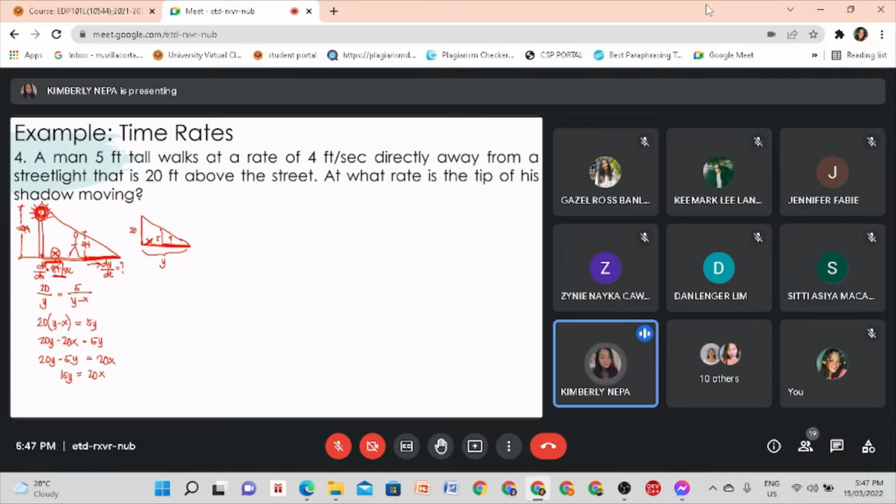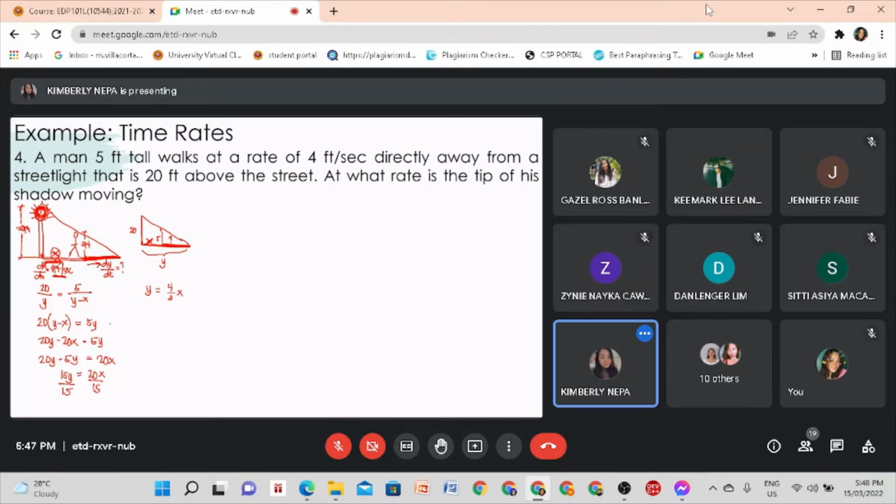Now, since ang atong ginapangita is a dy over dt, kailangan nato ma-isolate si y. So we'll divide it by 15 and 15. So we have y is equivalent to 20 divided by 15, 4/3 x po, ma'am. 4/3 x. Now, unsa gani ang sunod buhaton pag nakuha na nato or na-simplify na nato atong equation?